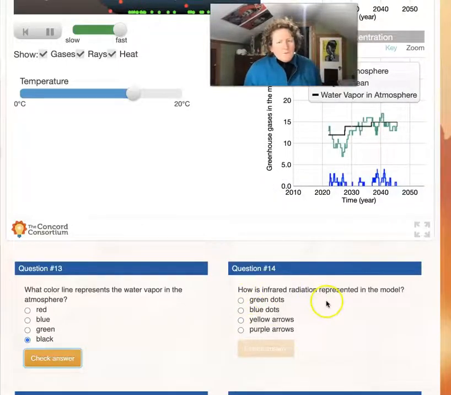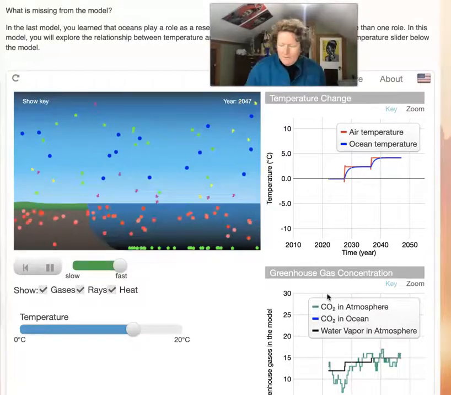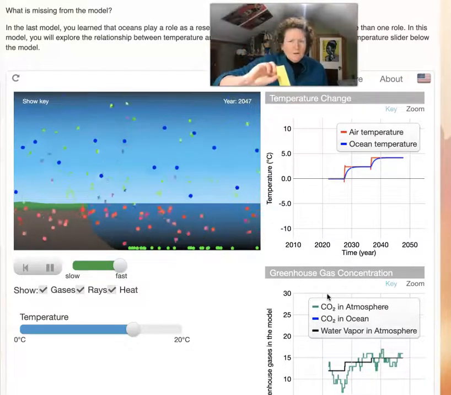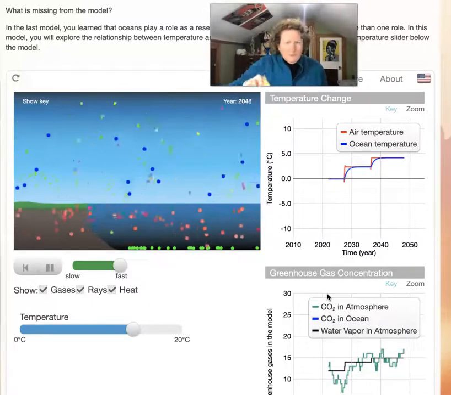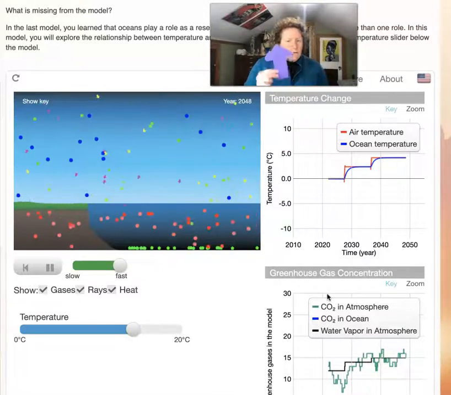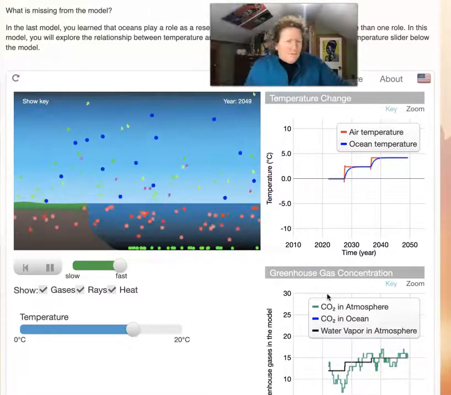How is infrared radiation represented in the model? So all over the model, we've seen infrared radiation as the purple arrow. The yellow arrows are sunlight. They hit the water, and the water becomes a little bit hotter as it absorbs the solar energy, and that heat energy is re-radiated as purple arrows.